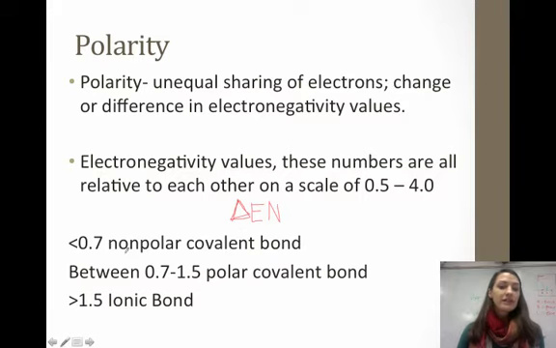If that change in electronegativity is less than 0.7, you've got a nonpolar covalent bond. So it's not polar. The electrons are being shared equally, so they're very similar electronegativities. If the electronegativities are a little bit different, and their difference is between 0.7 and 1.5, that's going to be a polar covalent bond. They're unequal sharing of electrons. If the electronegativities are so different that the difference is greater than 1.5, that's going to be an ionic bond. That means your electrons aren't even being shared unequally. They're not being shared at all. They're being transferred. So that's a transfer of electrons.